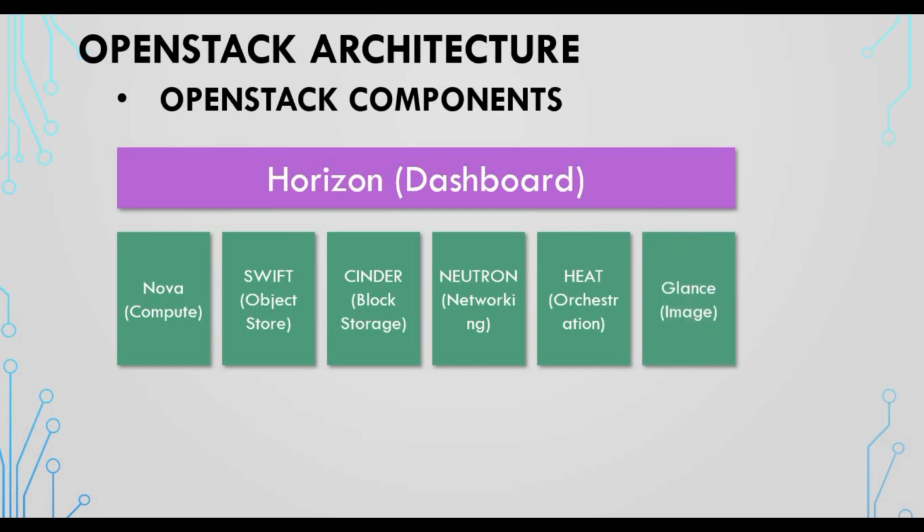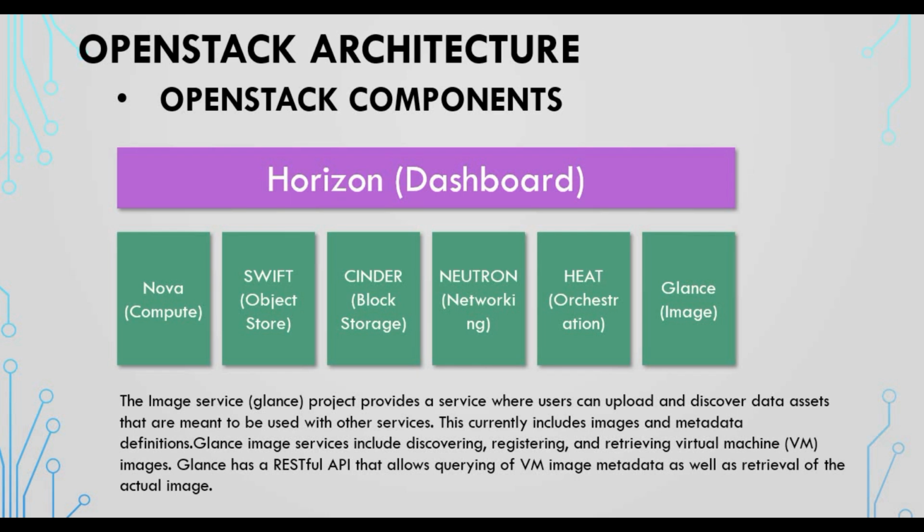Now moving on to Glance. Glance is the image service with which users can upload or discover data assets meant to be used in other services. This currently includes images and metadata information, and Glance images include discovering, registering, and retrieving virtual machine images. Glance has a REST API that allows you to query image metadata as well as retrieve the actual image.